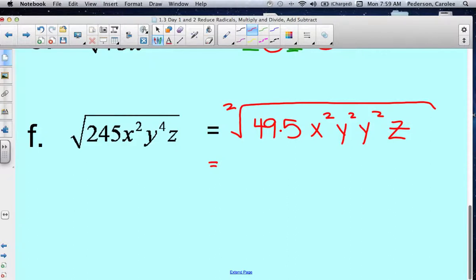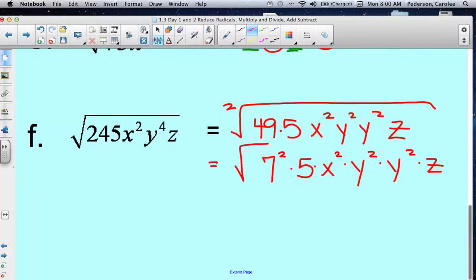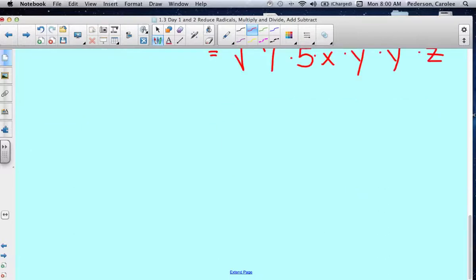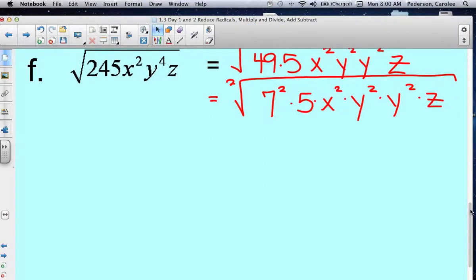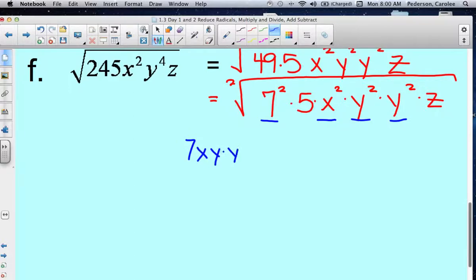If you want to break down 49 again, as 7 squared, 5, x squared, y squared, y squared, z. Anything that is a perfect square is going to pop out. So if I underline the perfect squares, the square root of 49 is 7, the square root of x squared is x, the square root of y squared is y, the square root of y squared is y. So those are going to go out in front. So I have 7, x, y, y.